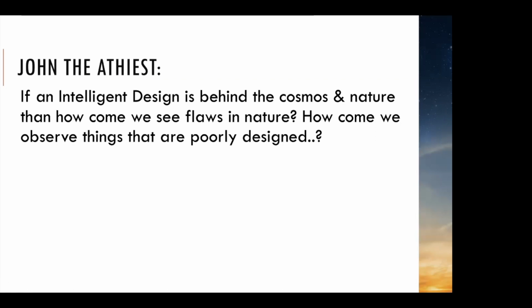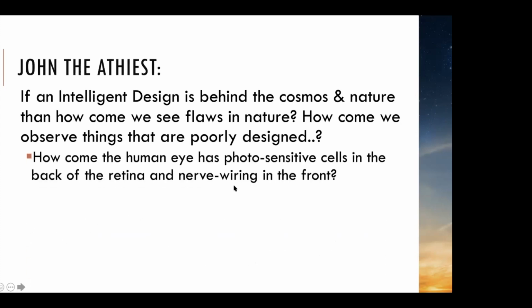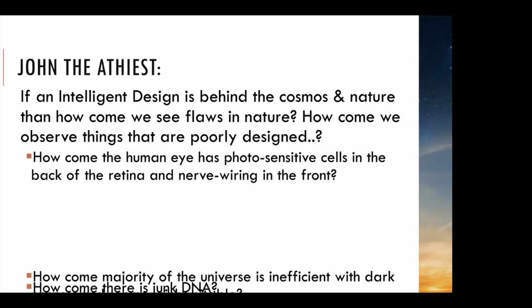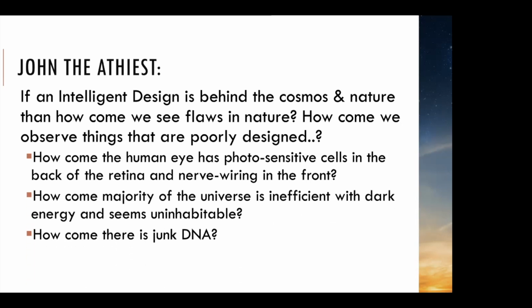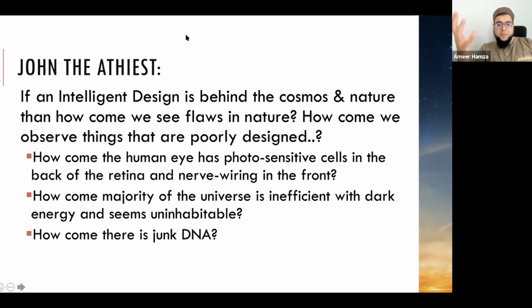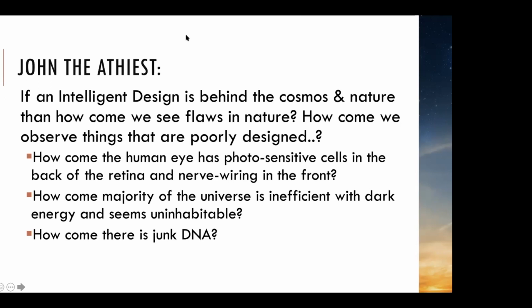If an intelligent design is behind the cosmos and nature, then how can we conceive flaws in nature? How can we observe things that are poorly designed? How come the human eye has photosensitive cells in the back of the retina and nerve wiring in the front? How come the majority of the universe is inefficient with dark energy and seems uninhabitable? How come there is junk in DNA? Hopefully you guys have heard of junk DNA, that 95% of the DNA is basically useless.